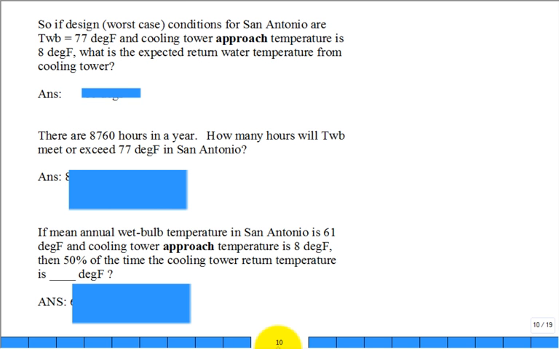Let's ask some questions, allow you to do some calculations. So the first question, if the design, which is basically saying worst case, we're going to design this system to work, right? Well, it better work if it's providing cooling in the summer on the hot day. So if the design conditions for San Antonio are the 77 degree F wet bulb, and the cooling tower approach temperature is 8 degrees F, what is the expected return water temperature from the cooling tower? Now I'll give you a little time to work on that, and I'll walk around.